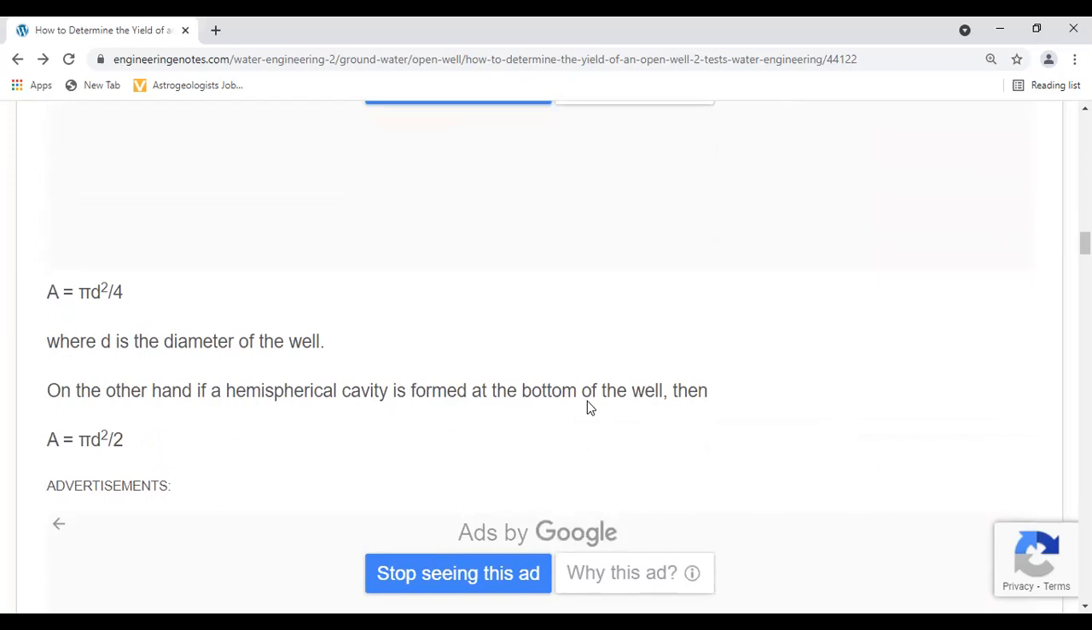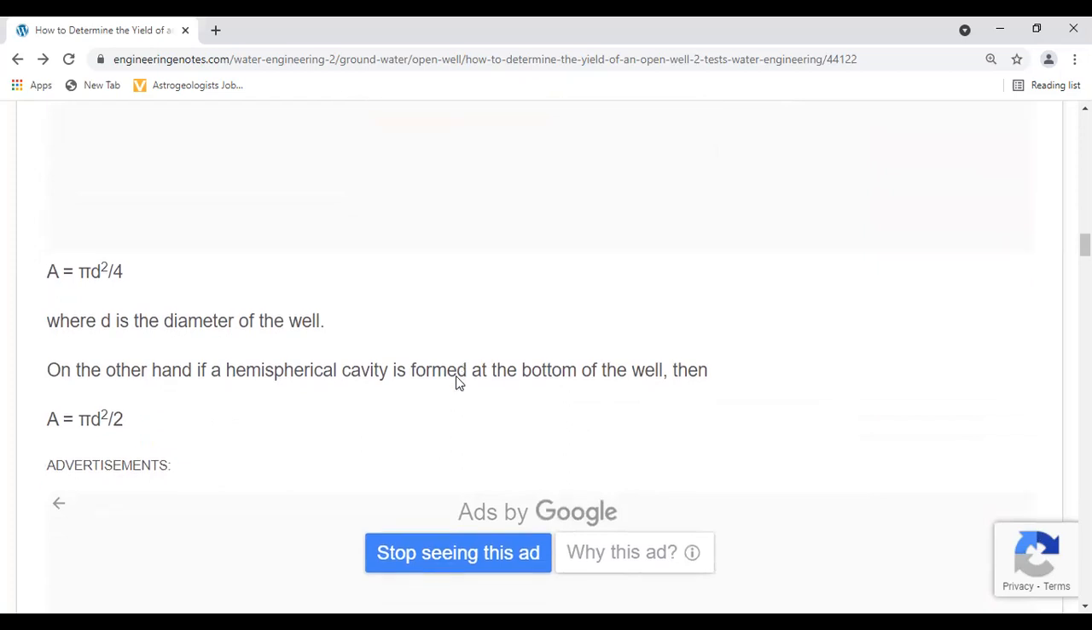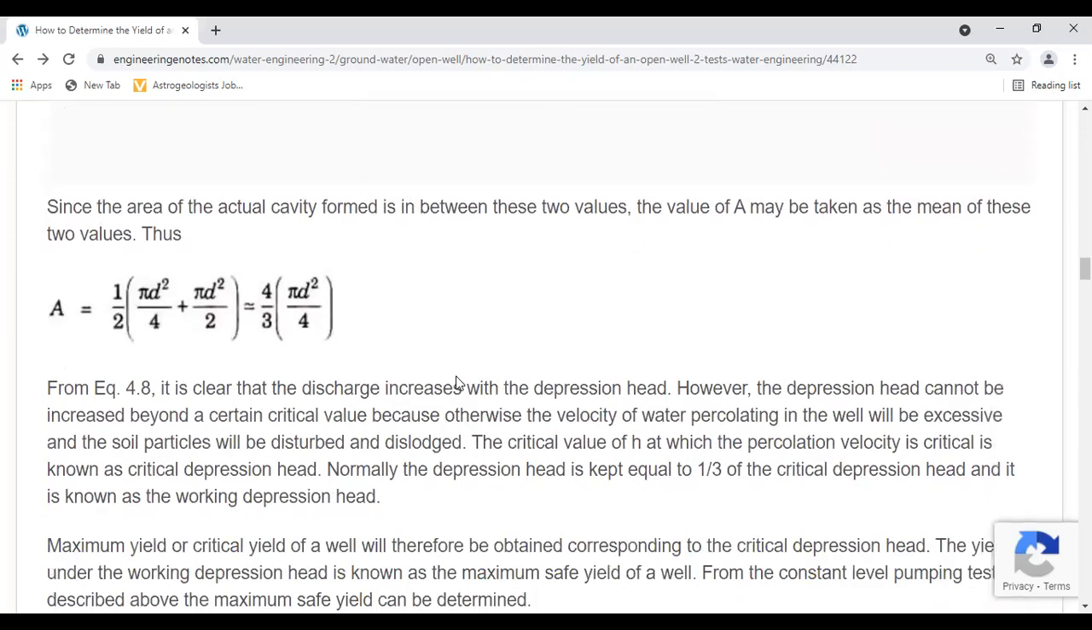On the other hand, if a hemispherical cavity is formed at the bottom of the well, then A is equal to pi d square by 2. Since the area of the actual cavity formed is in between these two values, the value of A may be taken as the mean of these two values. Thus, A is equal to 1 by 2 into (pi d square by 4 plus pi d square by 2), that is equal to 4 by 3 into pi d square by 4.